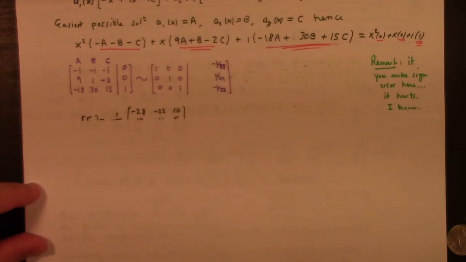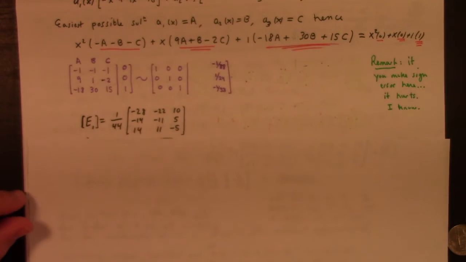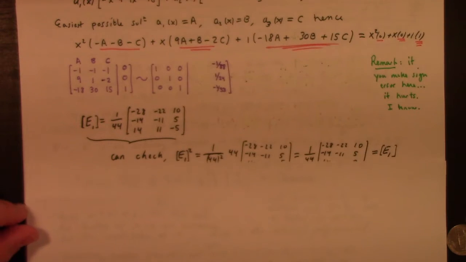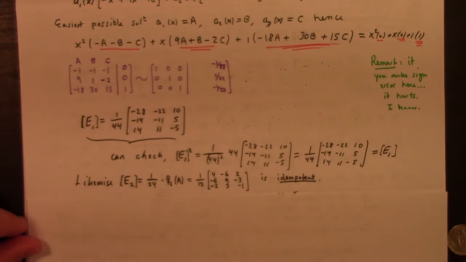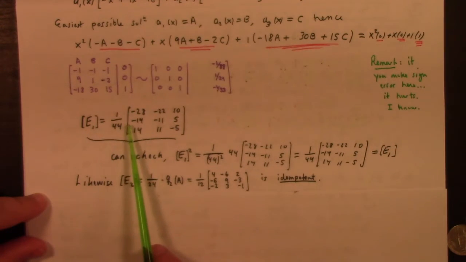As I said, if you make a sign error here, it hurts. It stings. Actually, it stings a lot. I did this a couple days ago. It still hurts me to look at this. Anyway, so the matrix of E1 is in fact 1/44th of that.